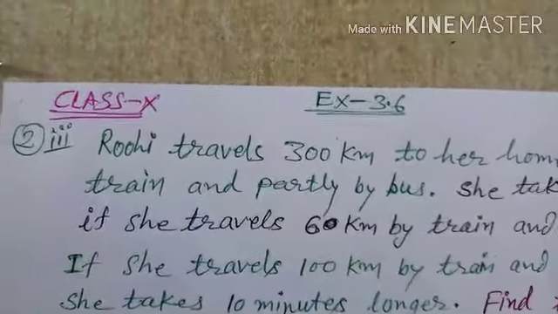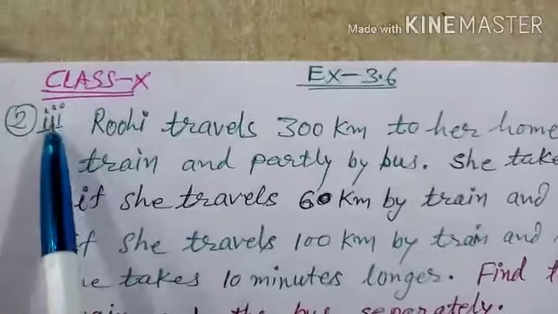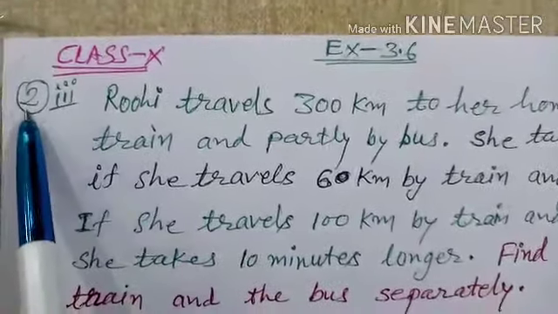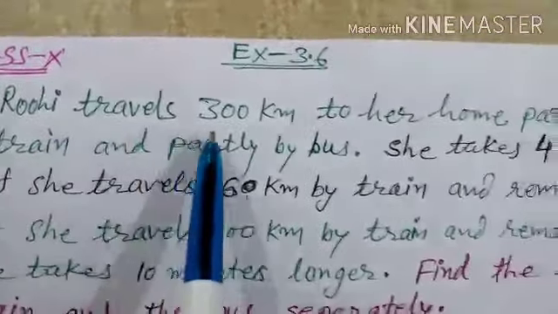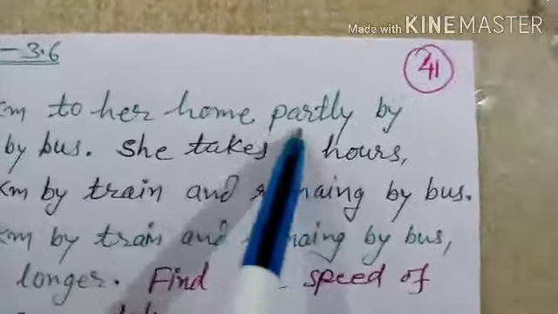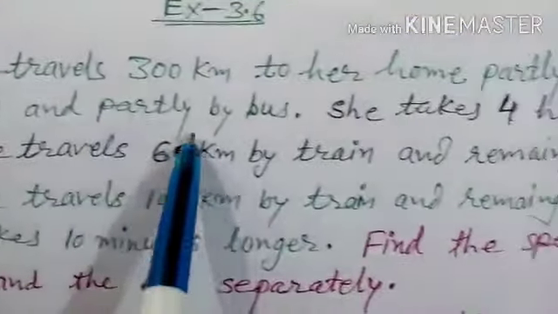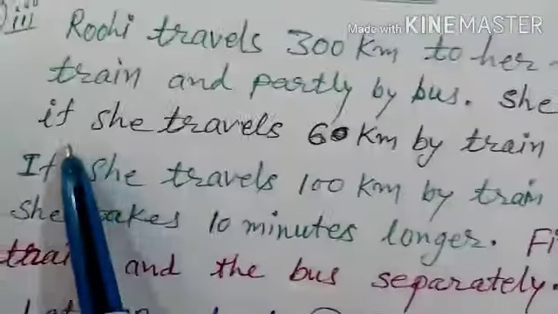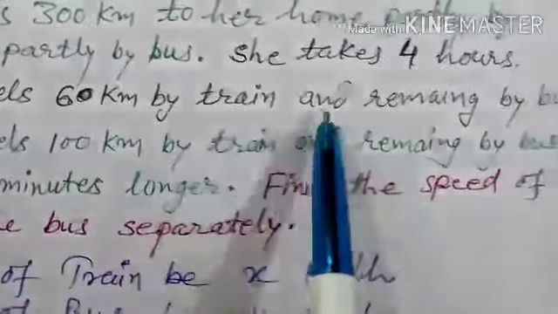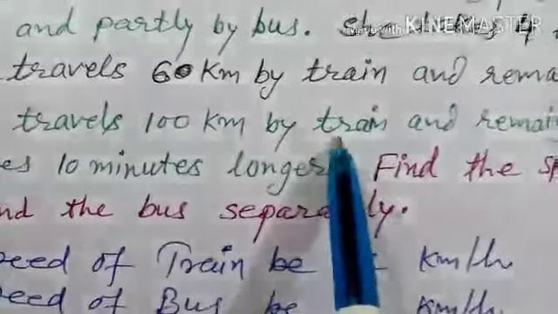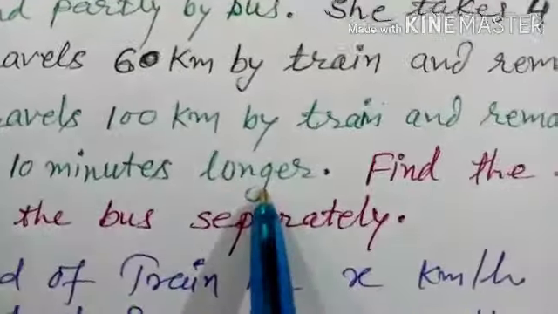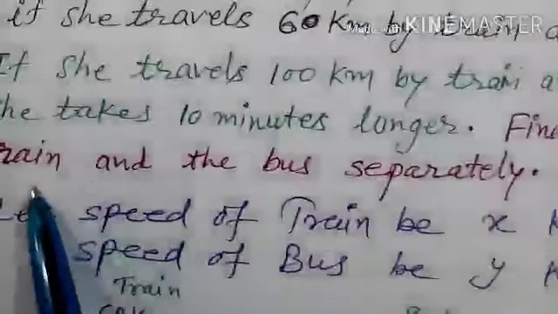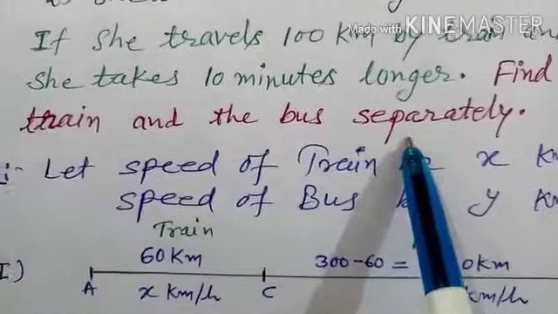Now this is the last question of the exercise. This is the third part of the second question. Rui travels 300 km to her home, partly by train and partly by bus. She takes 4 hours if she travels 60 km by train and the remaining by bus, but if she travels 100 km by train and the remaining by bus, she takes 10 minutes longer. Find the speed of train and bus separately.